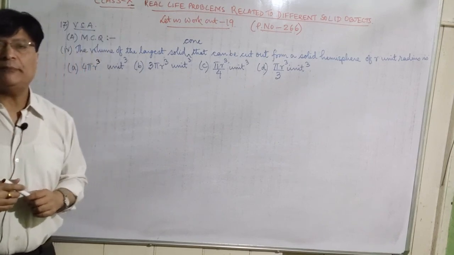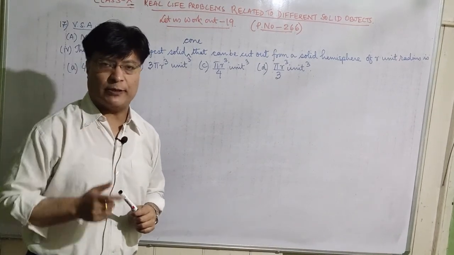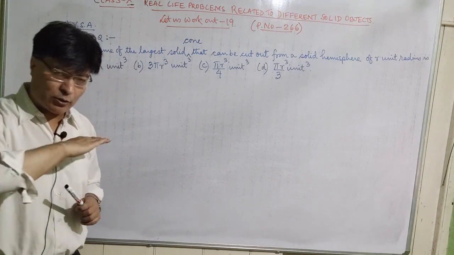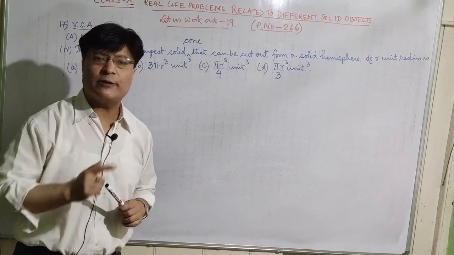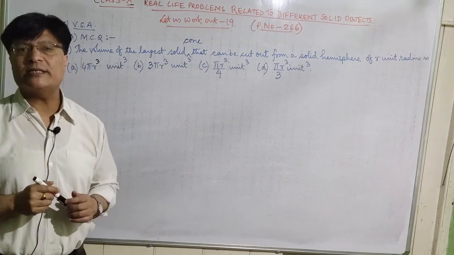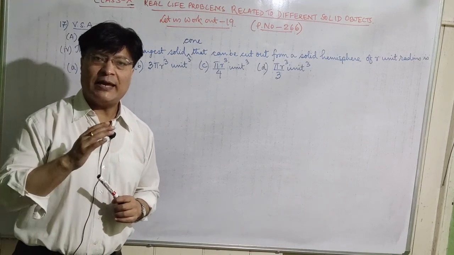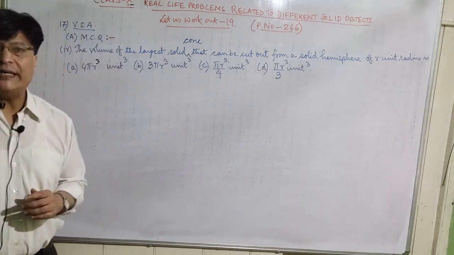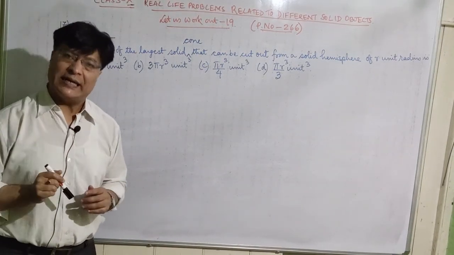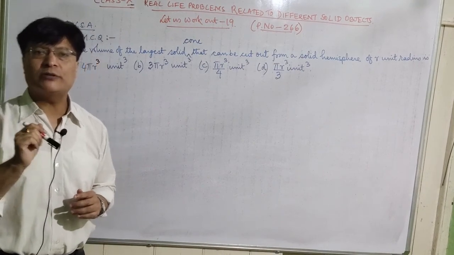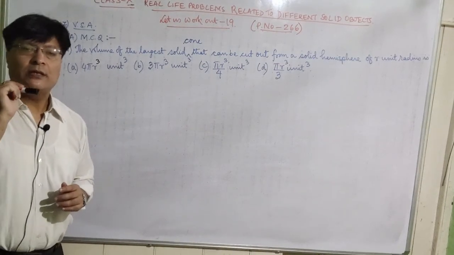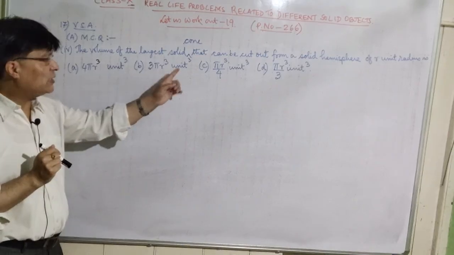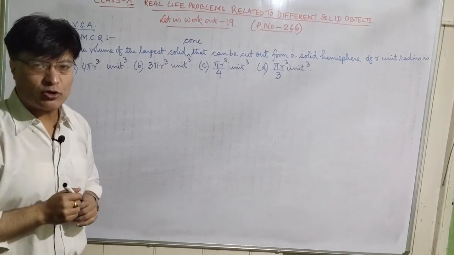What is given is that there is a solid hemisphere. Hemisphere means half a sphere. A solid hemisphere is given whose radius is R unit. And from there a largest solid cone is cut out from that hemisphere. And you have to find out the volume of that largest solid cone. Whether it is A, B, C or D, you have to choose the correct option.